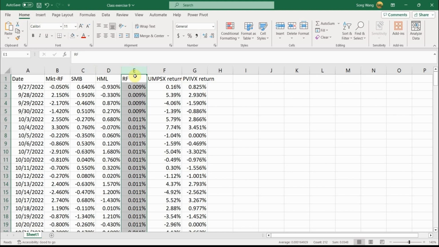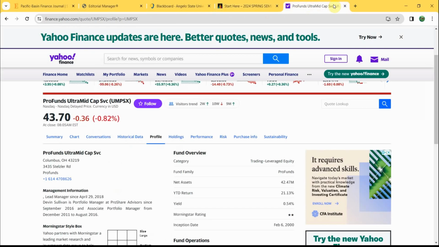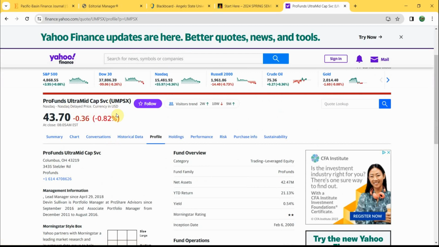And then you also need a risk-free rate to calculate the risk premium for the fund, for the portfolio. The portfolio we're analyzing is actually two mutual funds. The first one is coded UMPX, and the second one is PVIVX. The names are pretty weird. These are the code names of the mutual funds. If you just copy and paste and do a Google search or go on Yahoo Finance, you will see that this is a profile for UMPSX.